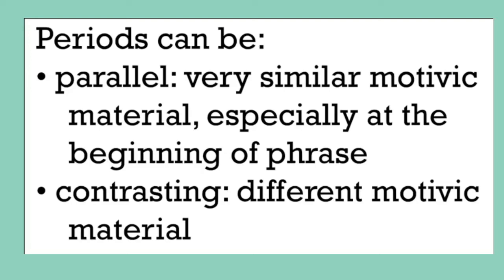Parallel periods have very similar motivic material between the two phrases. And in particular, they have very similar material at the beginning of the phrase. Parallel periods often start with the exact same beginning of a phrase, or with a very, very minor variation. Contrasting periods have different motivic material at the beginning of the phrase. And so if we listen once more to the period we heard last time, we can tell that it was a parallel period. The two phrases had the same motivic material, not just in the first bar, but in the first couple of measures of each phrase. This is what makes them parallel.